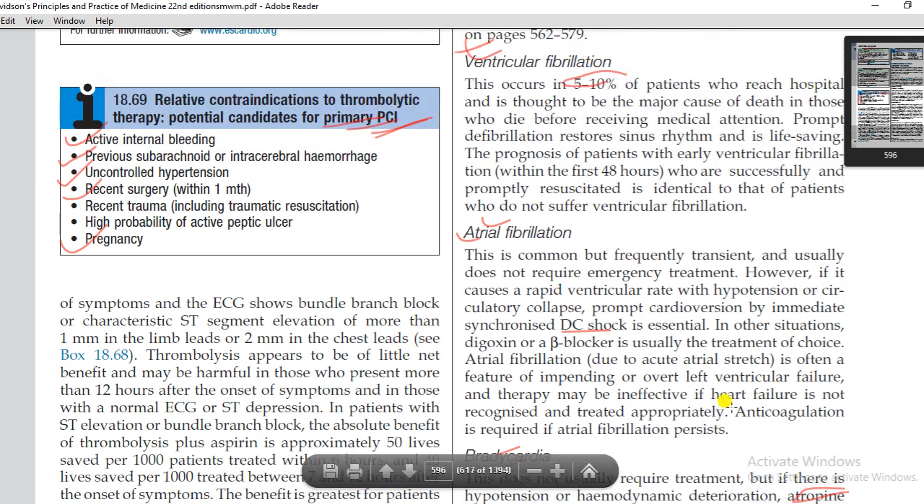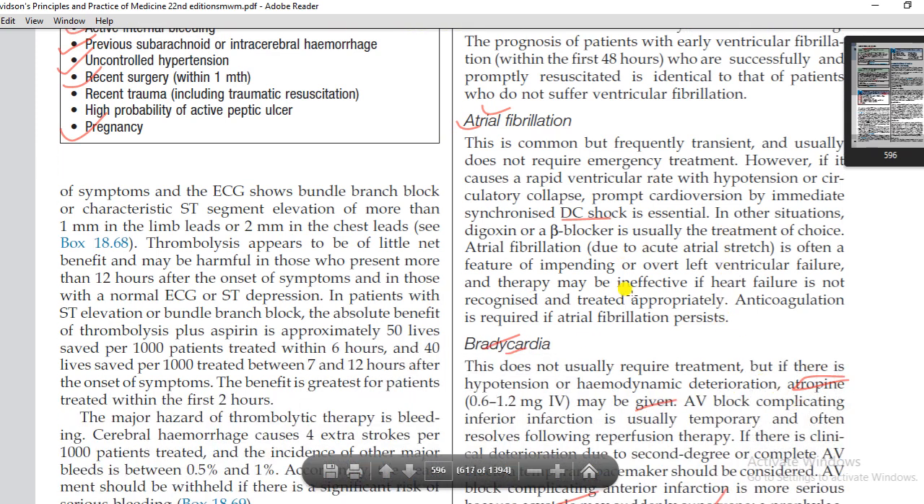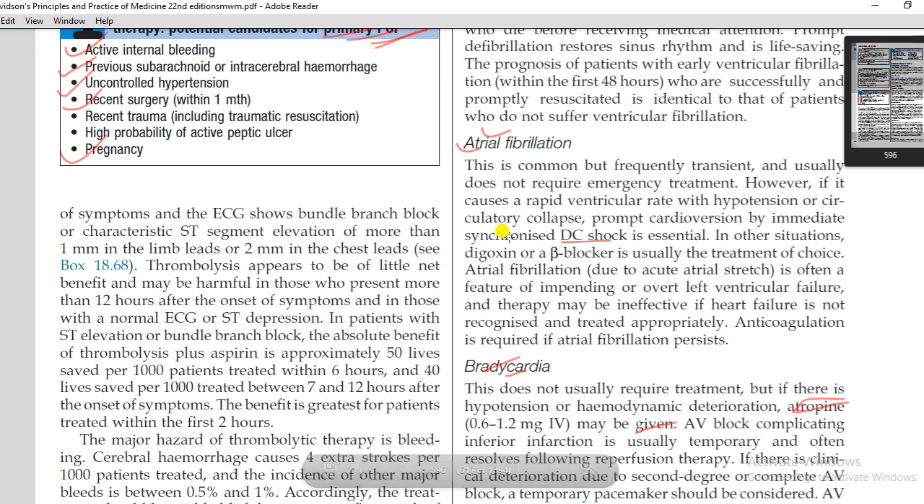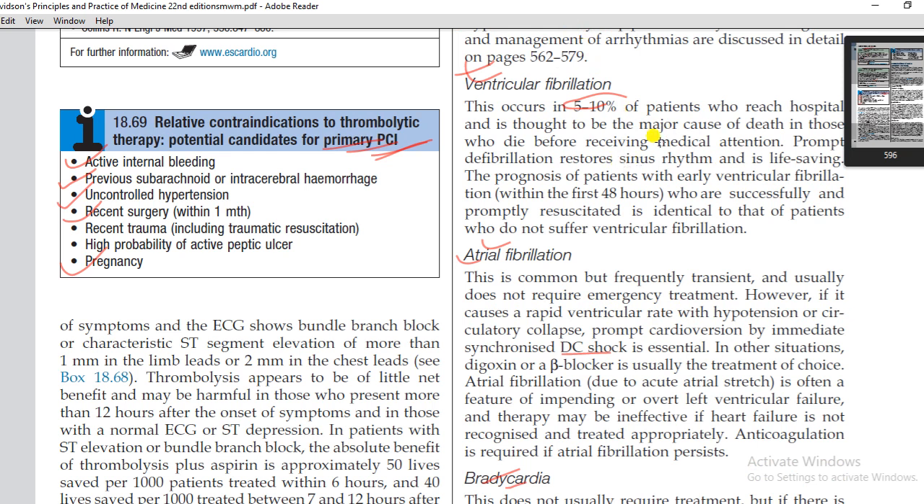So what are the complications? There are three main complications we have studied right now. Number one is ventricular fibrillation, second is atrial fibrillation, and third is bradycardia. For the treatment of bradycardia, nothing is given. However, sometimes they could give atropine. In case of atrial fibrillation, the DC shock is essential, and in case of ventricular fibrillation, DC shock is essential.